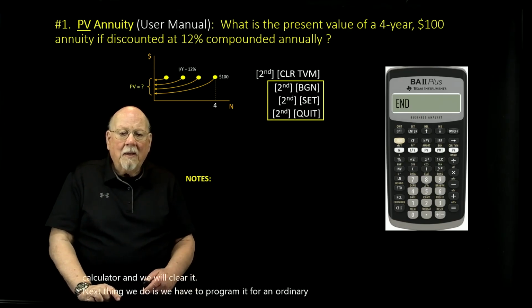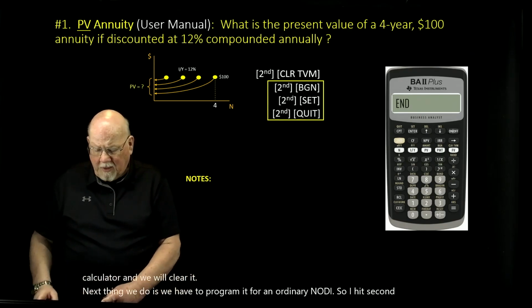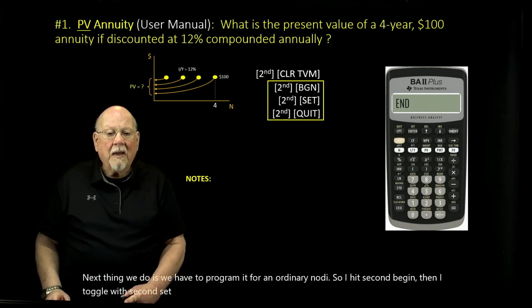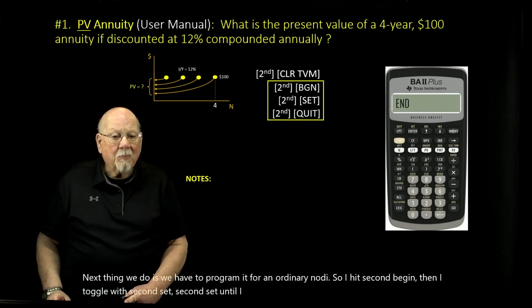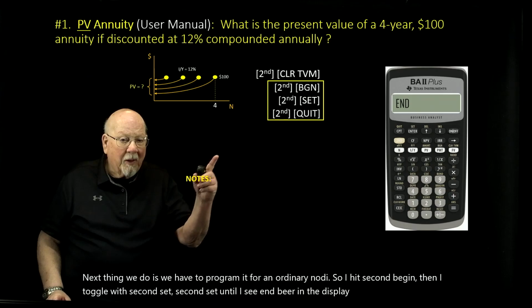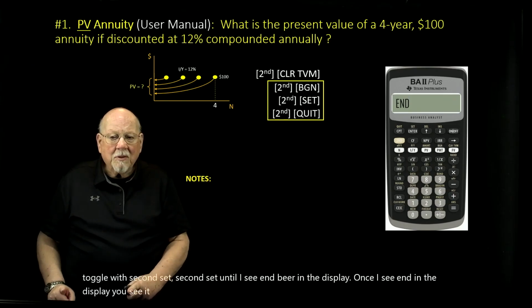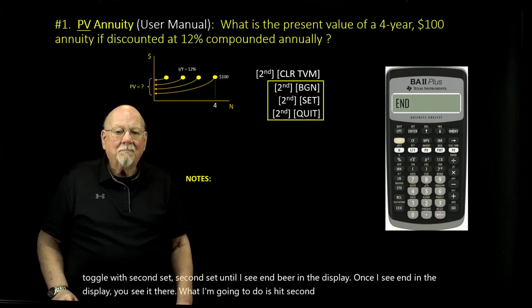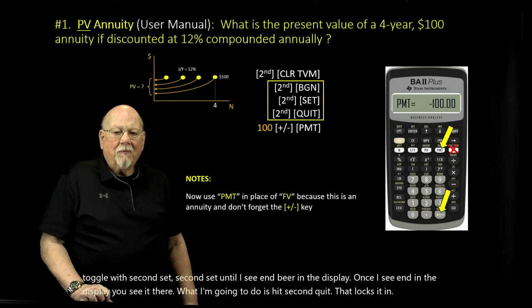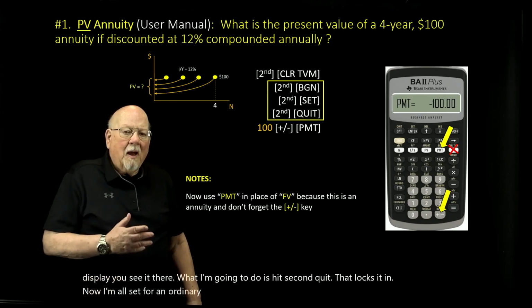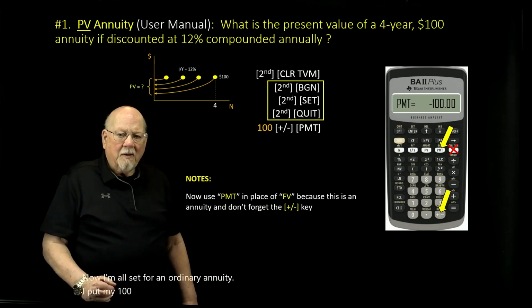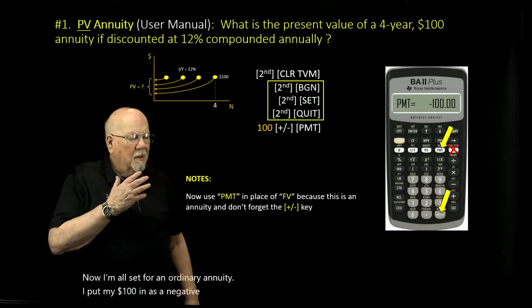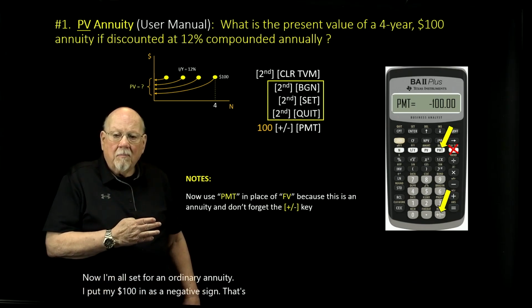So I hit second begin. Then I toggle with second set until I see end in the display. Once I see end in the display, you see it there, what I'm going to do is hit second quit. That locks it in. Now I'm all set for an ordinary annuity. I put my $100 in as a negative sign. That's the quirk that we talked about a minute ago.